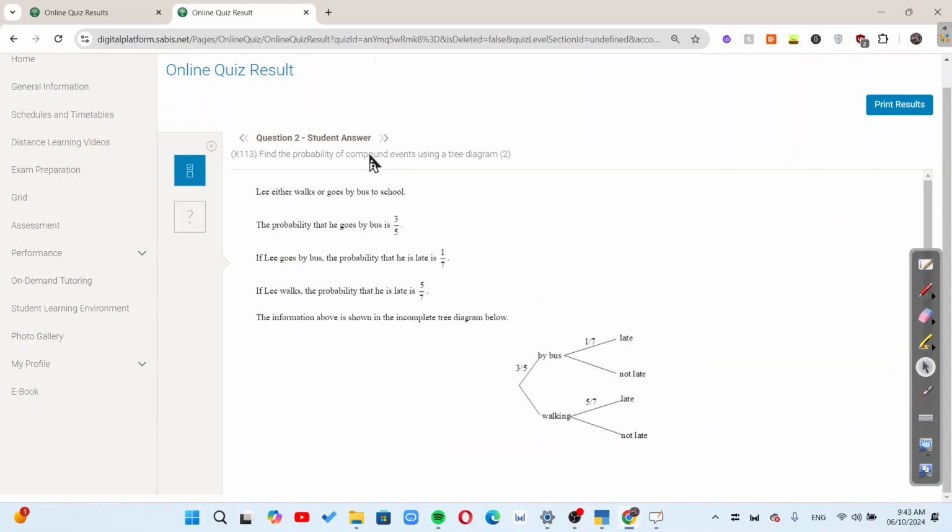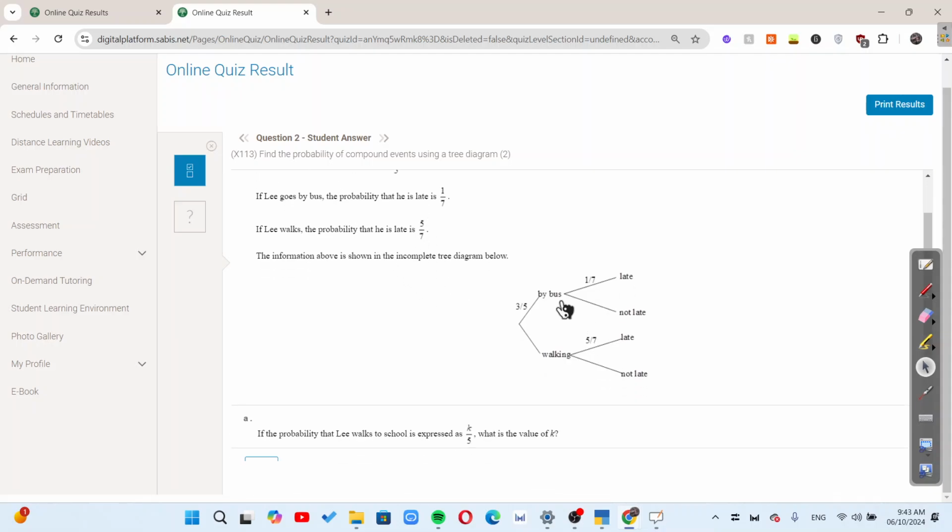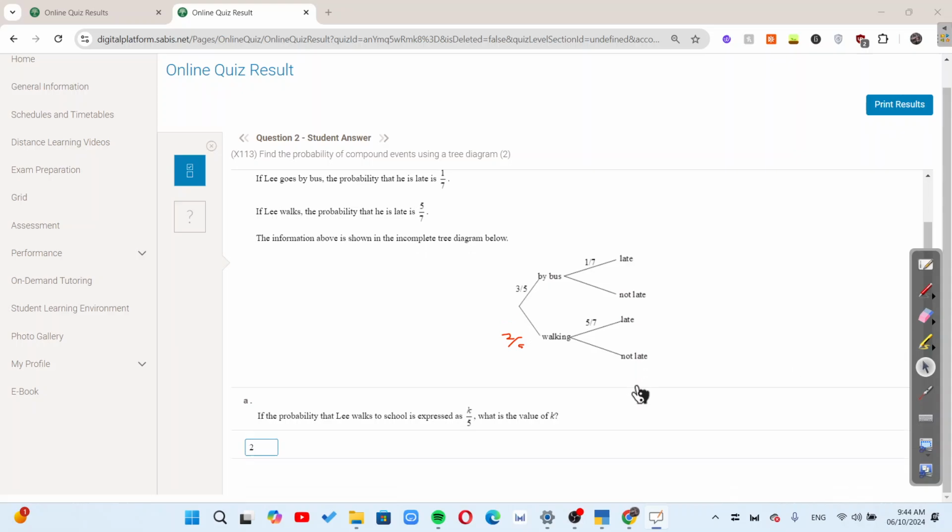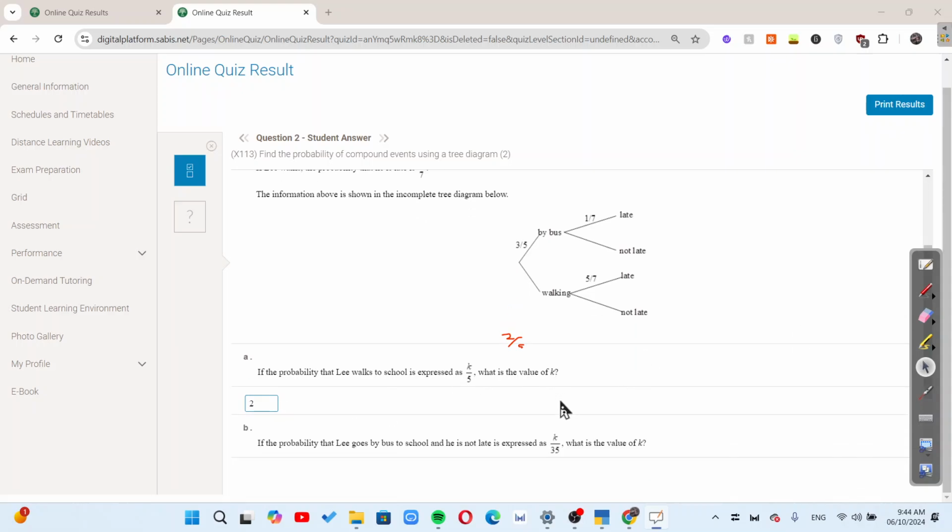Okay, so Lee either walks or goes by bus to school. I'm not going to read the probabilities because they wrote them down on the tree diagram that they gave us. So the probability that Lee walks to school is 5 over 5 minus 3 over 5, which leaves us with 2 over 5. Now, the next part asks for the probability that Lee goes to school by bus and that he's not late.